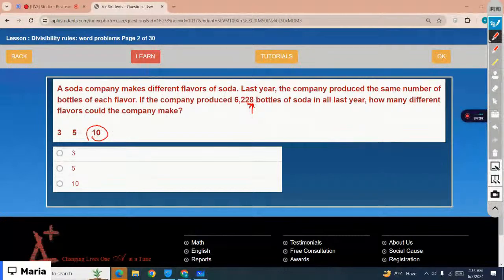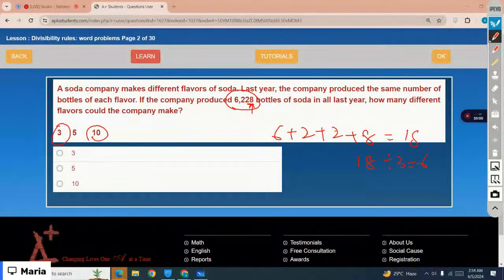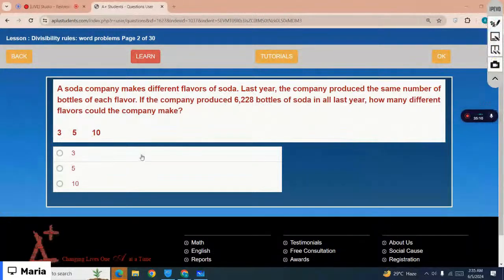The divisibility rule for 5 is that the ones digit must be either 5 or 0. The ones digit is neither. Option 3: just add these digits, because that is the divisibility rule for 3. 8 and 2, 10 and 2, 12 and 6, 18. 18 divided by 3, yes, you can. That means 6228 is divisible by 3. The correct option is 3. Very good. Option number 1 is the correct option.